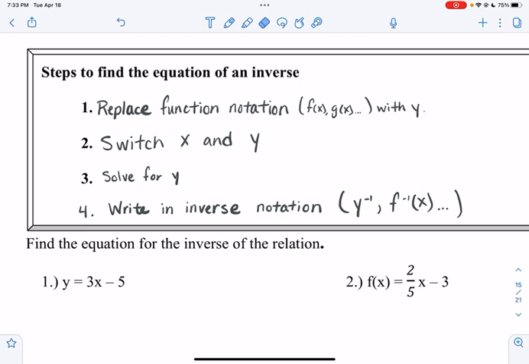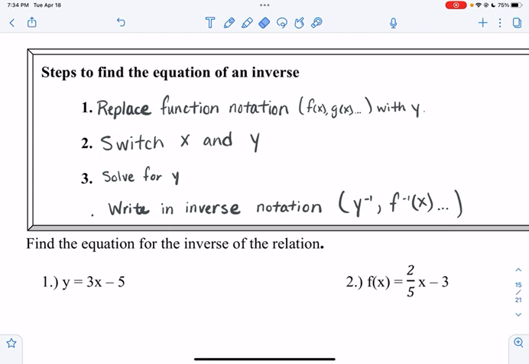But then when you do that, you have x equals whatever. And we never have x equals. Our functions, our equations, whenever we graph, it's always y equals. So once you've done that switching, because that's what an inverse is, the x and y switched, you need to then rearrange your equation and solve it for y, or isolate for the y value. So solve for your y, get y equals, and then you just write it in inverse notation.